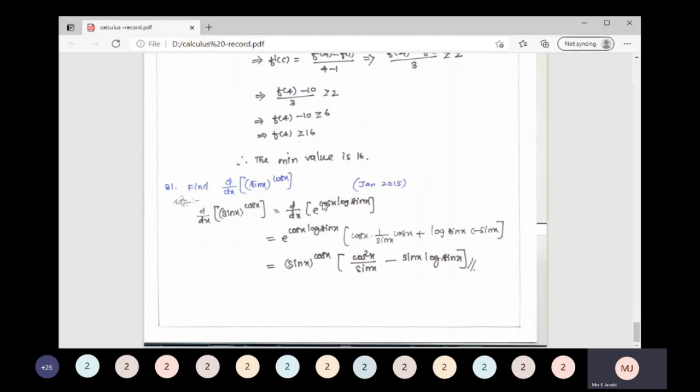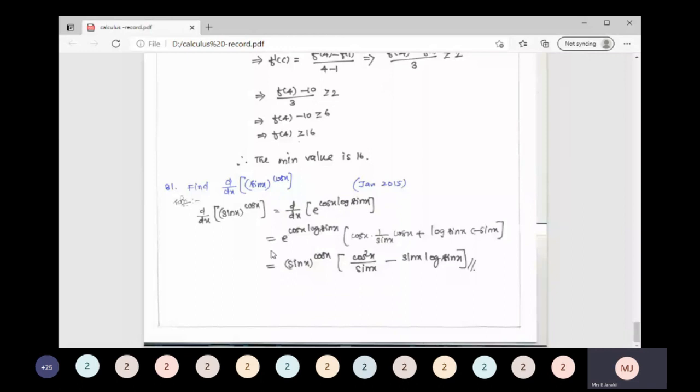So now d by dx of it. You know this function is of the form e power x, so you consider the whole power, cos x into log sin x, as x. So now this is e to the power of x. We know that d by dx of an exponential function, e power anything, the value is the same. So e power x, the differentiation value is e power x only. Therefore, d by dx of e power this is the same value, e power cos x into log sin x.